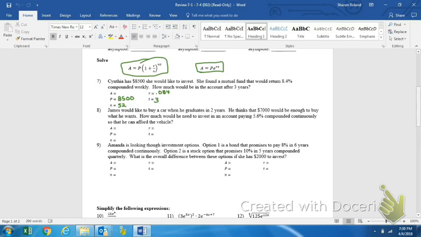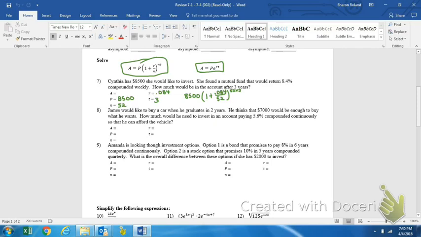And so you're going to start with 8,500. That's the principal. Parentheses 1 plus the interest rate, which is 0.084, over the number of times it's compounded, which is 52, and your exponent is going to be n times t, and you can multiply 52 times 3, or you can write 52 times 3 right there. Put that in the calculator.